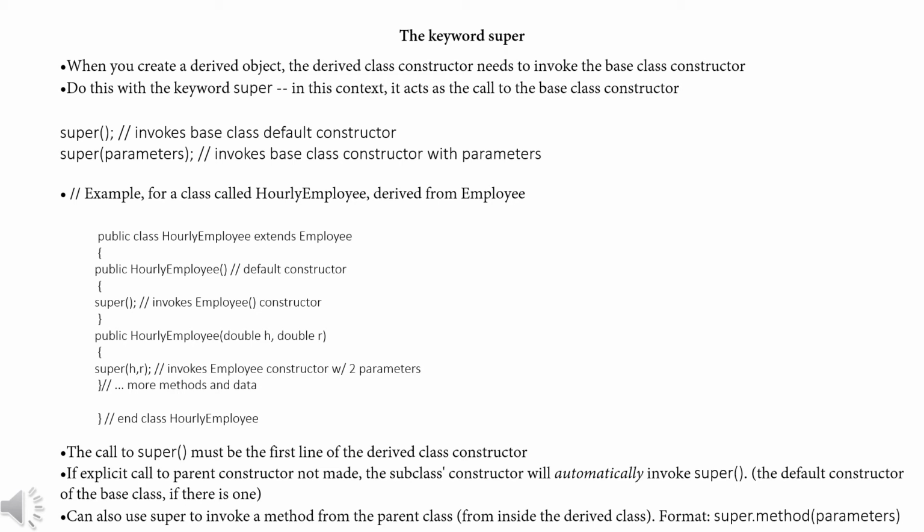And then we can have another constructor with parameters, for example, hourly employee, double H and double R, right? And inside this constructor, we can use the keyword super with the parameters H and R in order to invoke the employee constructor with two parameters. So that's actually how you can use the keyword super in order to invoke the superclass constructors, right?